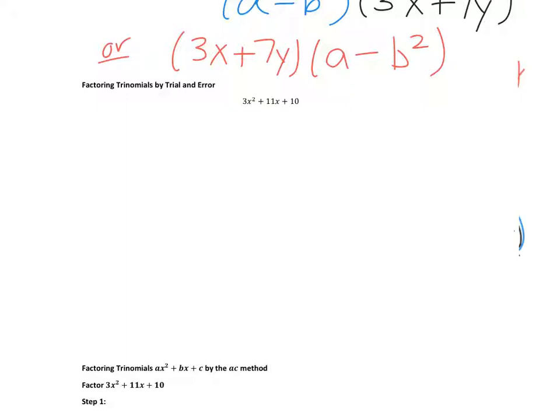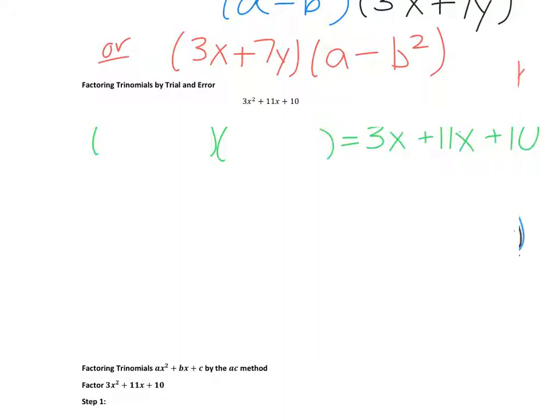Trial and error. All right, and essentially, what we have to remember when we're factoring by trial and error is that we're going to do a reverse FOIL. Okay, so let me do some FOILs. Trial and error means we're going to try to populate these 2 sets of parentheses to get 3x squared plus 11x plus 10.